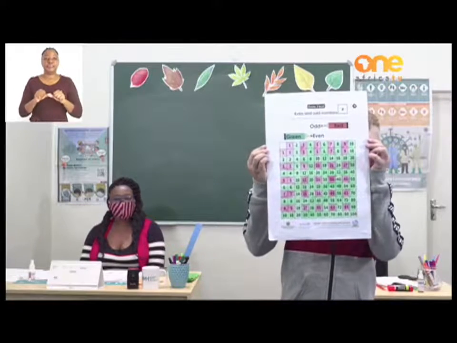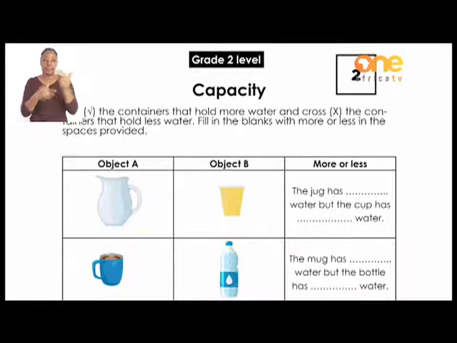Let's move on to page 14. On page 14, we are now talking about capacity. Now, capacity means the amount that something can hold inside, whether it be a liquid like coffee or water or drink. How much can that container or object keep in it? We can see that it has an instruction that says, tick the containers that hold more water and cross the containers that hold less water. Fill in the blanks with more or less in the space provided. So you can see that we have object A, object B, and then the words more or less.